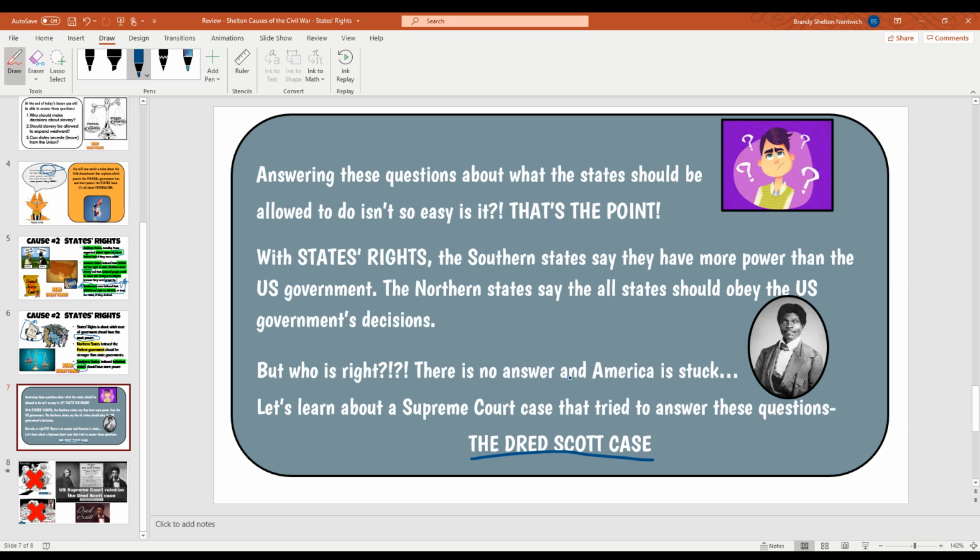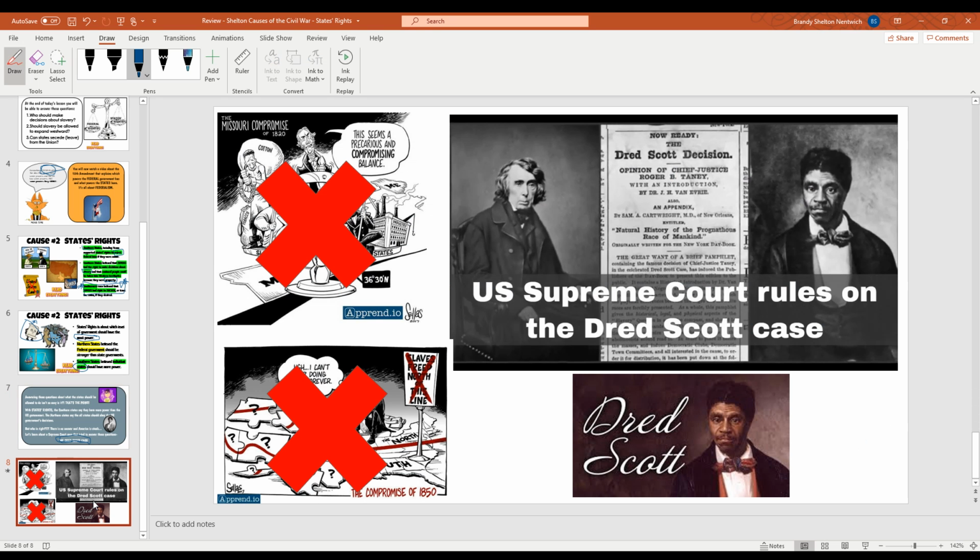Now, the problem with this is that neither of them were really right, but there was no way for them to figure out a good compromise or anything, until this court case, the Dred Scott case, came to the Supreme Court. This becomes important because what happens in Dred Scott really impacts these ideas about who has more power. So we want to look briefly at the Dred Scott case.